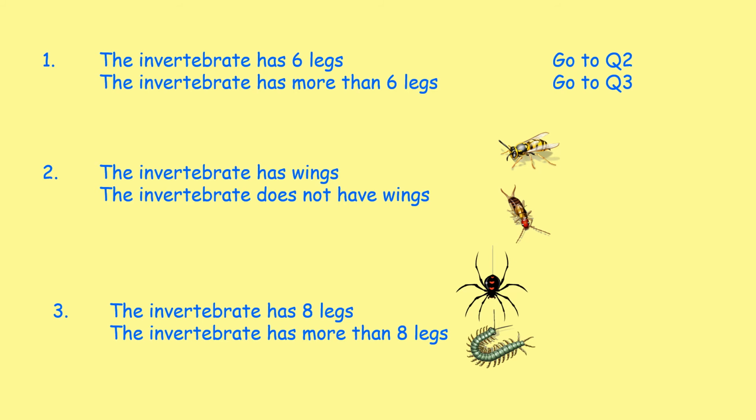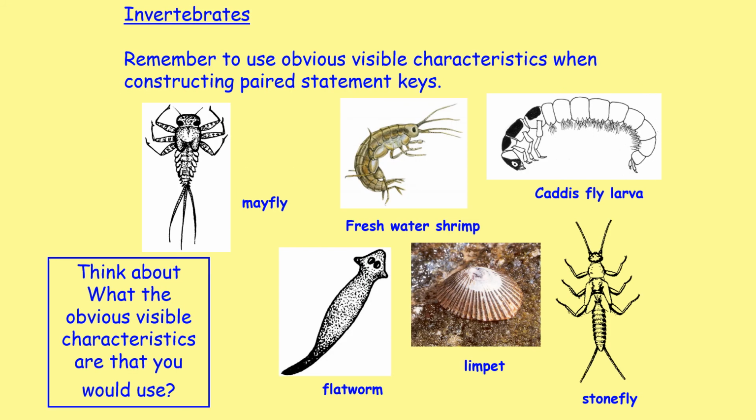And then my third question might be, it has 6 legs. It would be the earwig. It has more than 6 legs. It would be the centipede. So there's lots of different ways that you can do this correctly. Okay, there are many right answers, but just make sure that you're using visible characteristics.